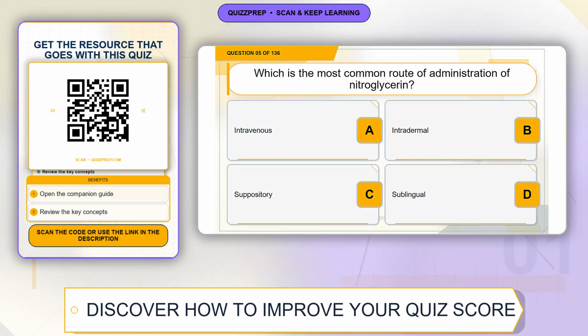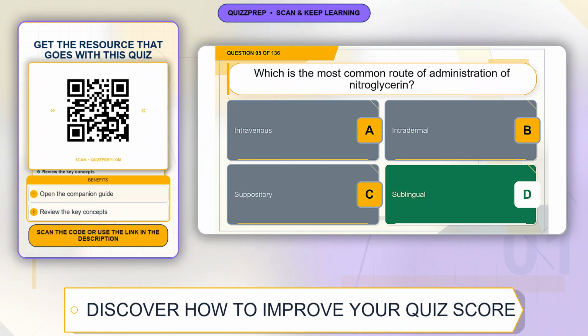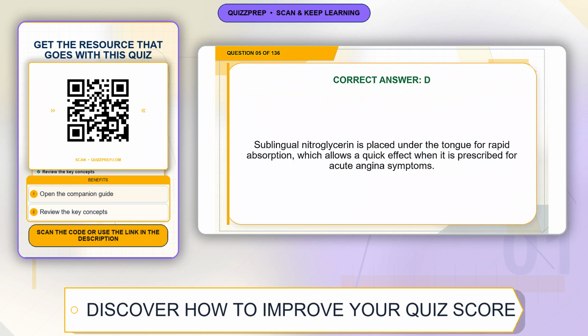Question 5. Which is the most common route of administration of nitroglycerin? Option A, intravenous. Option B, intradermal. Option C, suppository. Option D, sublingual. The correct answer is option D, sublingual. Explanation. Sublingual nitroglycerin is placed under the tongue for rapid absorption, which allows a quick effect when it is prescribed for acute angina symptoms.